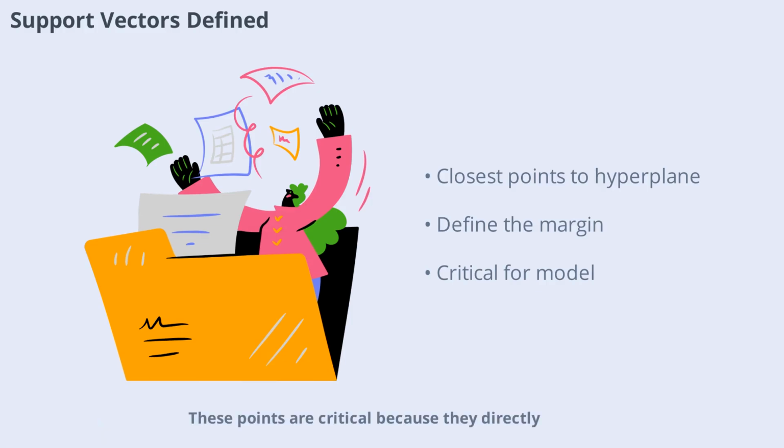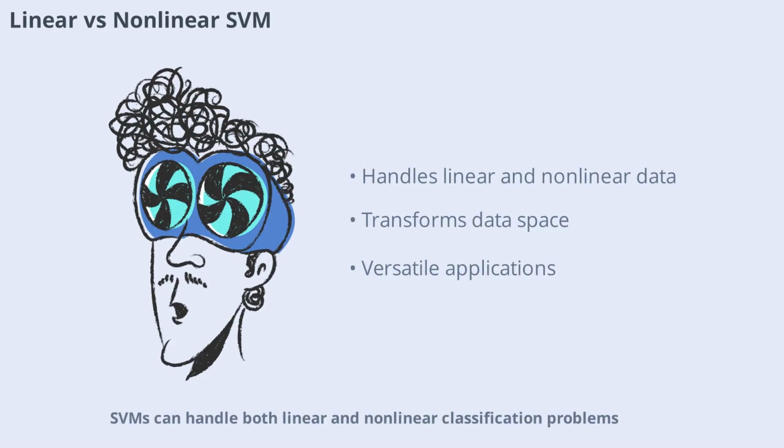Support vectors are the data points that are closest to the hyperplane. These points are critical because they directly influence the position and orientation of the hyperplane. If you were to remove a support vector, the hyperplane would shift. This unique property makes SVMs highly dependent on these key data points, and it's why the algorithm is named after them.